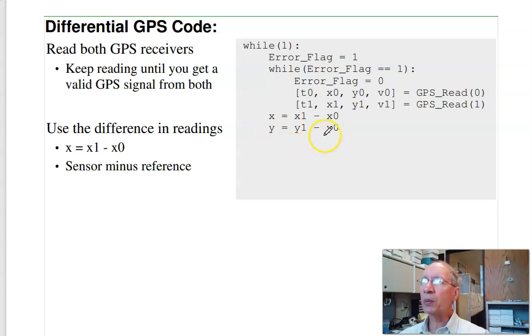So presumably one sensor is stationary, the other one's moving. So this one's moving around, this one's fixed. If I know the fixed position, I know where the moving one is relative to the fixed position. I've got a better reading of my actual position. So that's the idea.